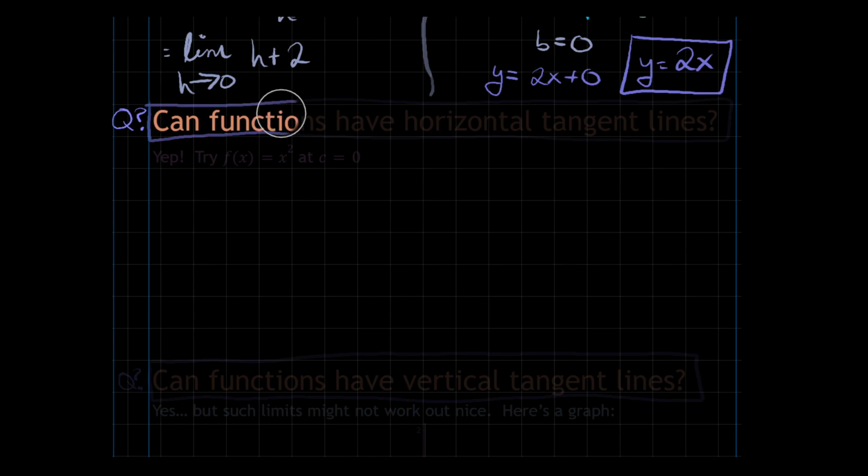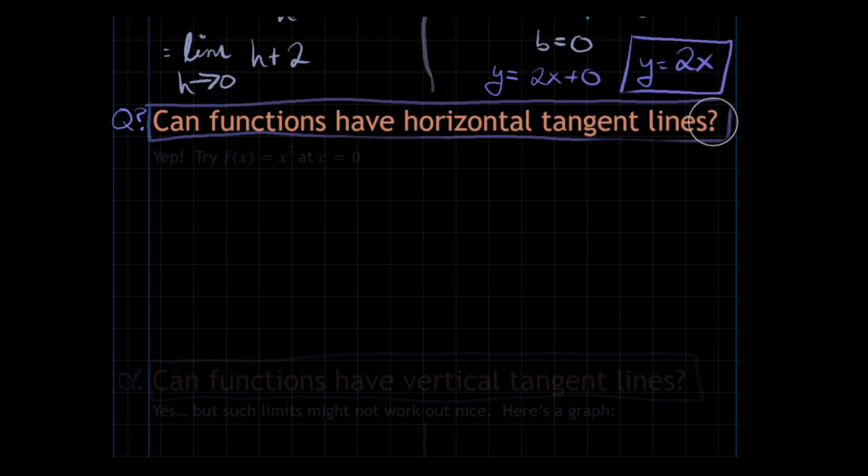Here's an interesting question. Can functions have horizontal tangent lines? Yes, they absolutely can. And we're actually going to see some interesting things that happen to functions when they have 0 for their slope of the tangent line.